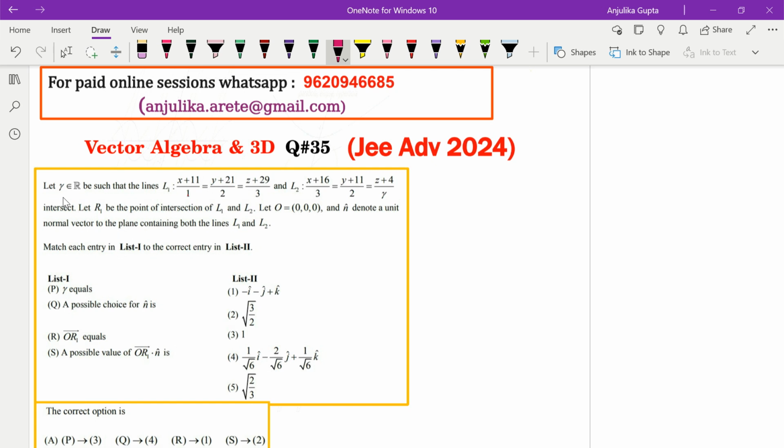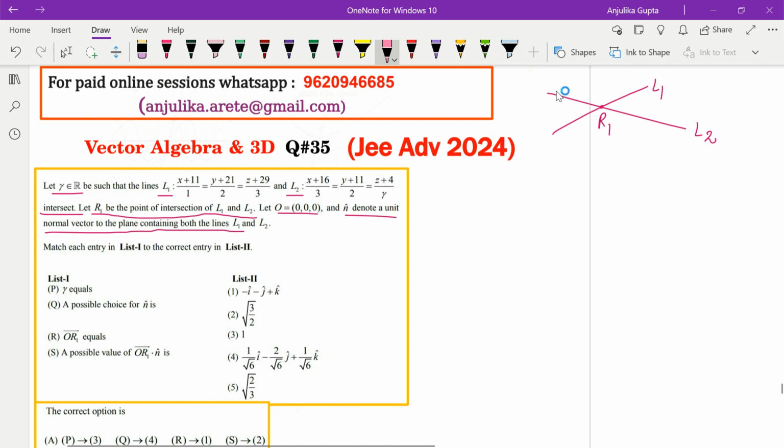Let's see this question. Gamma is a real number and two lines L1 and L2 are given to you and they're intersecting. R1 is the point of intersection of L1 and L2. O is the origin. N denotes a unit normal vector to the plane that contains both the lines. So it looks like this: you have a line L1 here and another line L2, let's say like this. They are intersecting at a point, they are calling it R1.